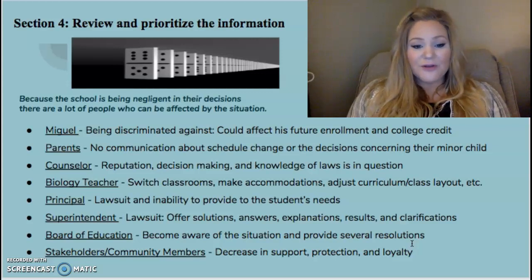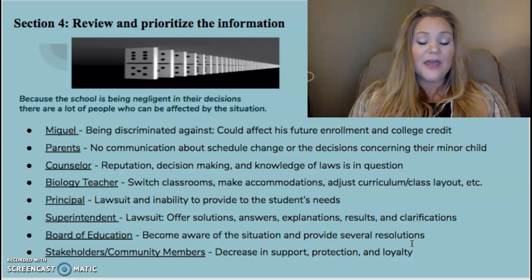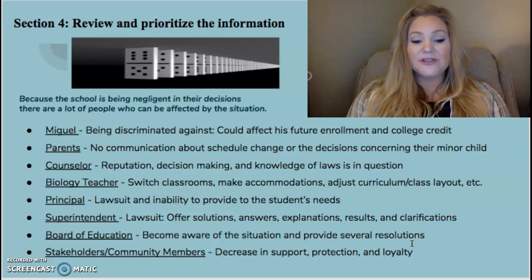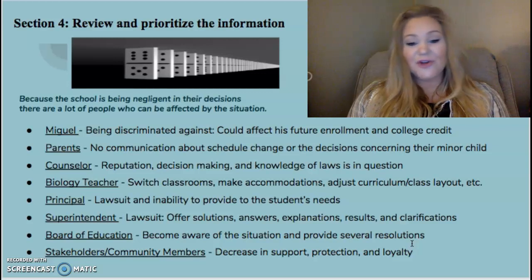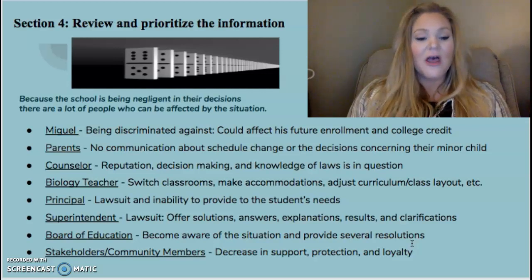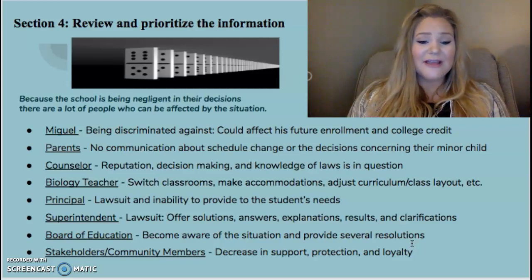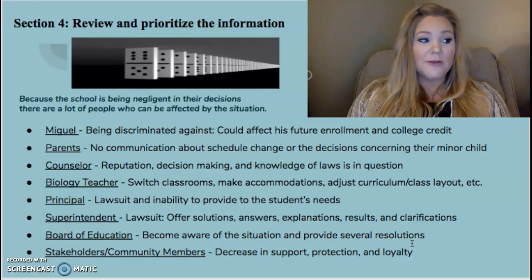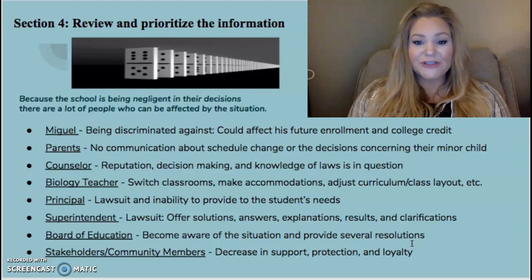The superintendent, also, there could be a lawsuit. Their part in this would be to offer solutions, answers, explanations, results, and clarifications, to do a little bit of research. What could we do for Miguel, and provide input, and also become aware of the situation. The Board of Education could be affected. They need to become aware of the situation and provide several resolutions. They should not be left in the dark about this situation, especially if there are attorneys and lawsuits involved.